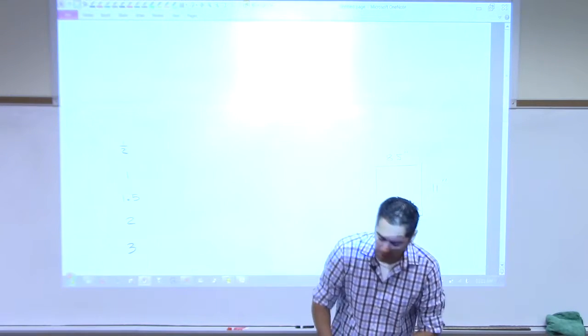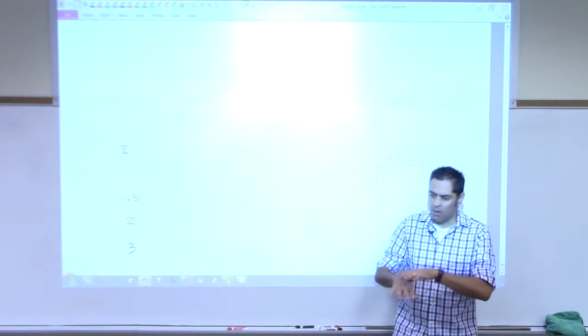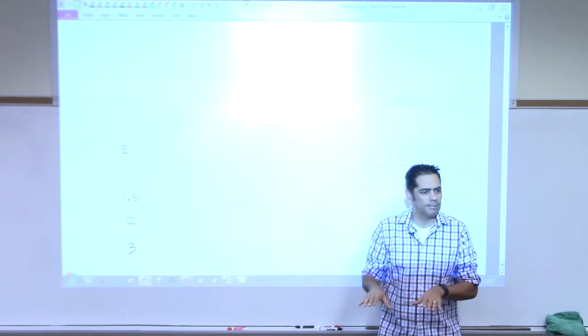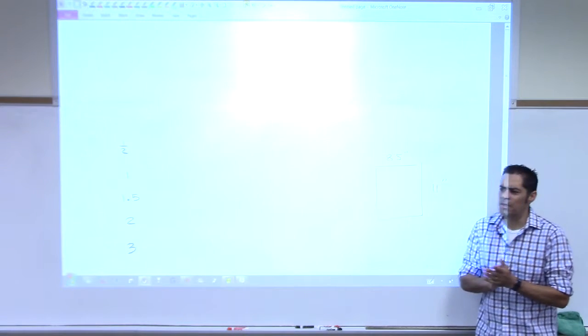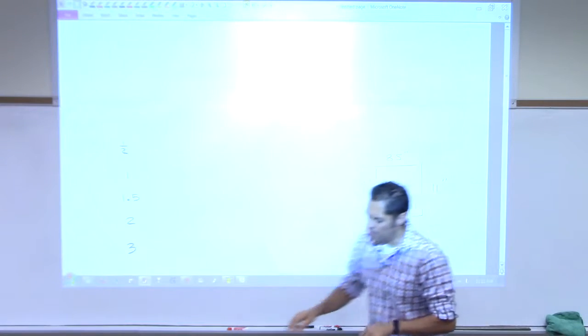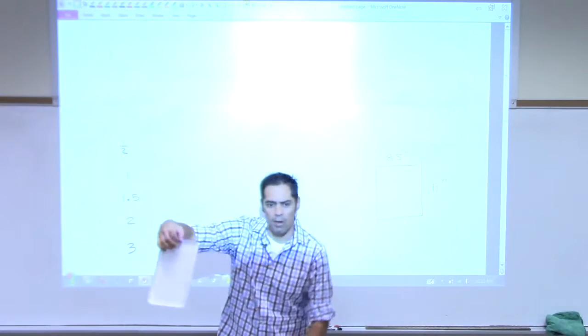All right, so what do you think in terms of the volume? Should we all get the same answer for the volume? No. You don't think so? Okay, usually some people will think the volume should stay the same, but it actually is going to change. So this was the half inch group. What did you get for the volume for half inch?